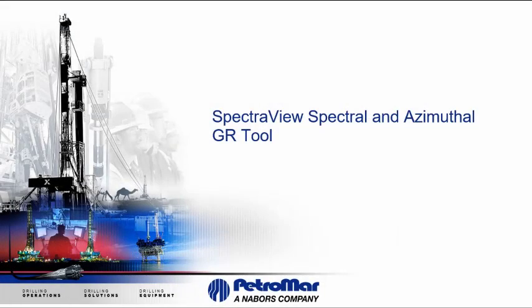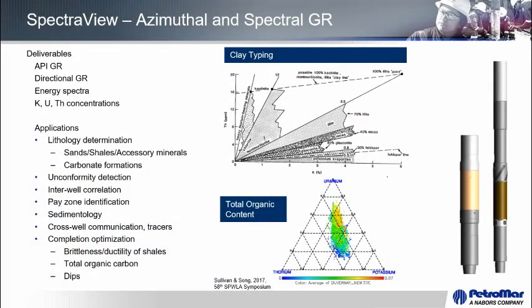Okay, so to summarize, the next tool is our Azimuthal spectral gamma ray, which delivers, of course, a full API calibrated gamma ray, total gamma ray, and also it's directional, because we have the orientation system integrated with the tool as well. So we can provide the energy spectrum of the elements, the isotopes, and the concentrations of potassium, uranium, and thorium. So that gives the full spectral output that any wireline tool can do, but while drilling.